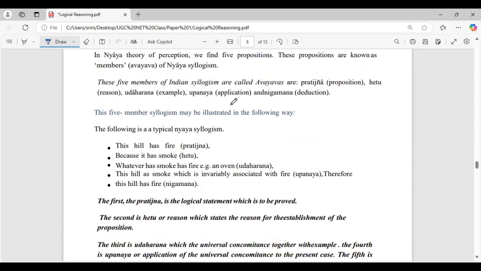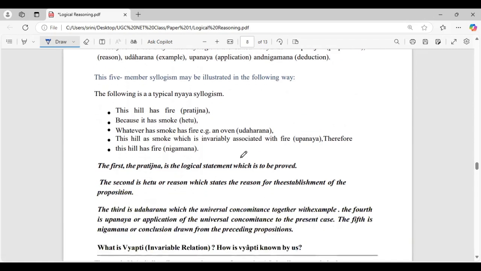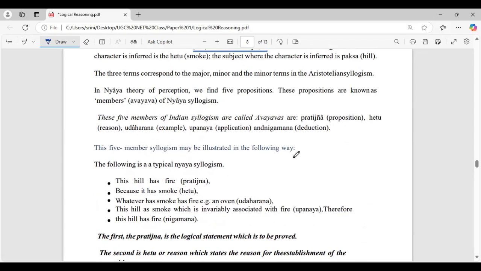The five-member syllogism can be illustrated in the following way. The hill has fire: Pratijna, that is, the proposition. Because it has smoke: reason, Hetu. Whatever has smoke has fire, for example, in the kitchen: Udaharana. The hill has smoke, which is invariably associated with fire: Upanaya, application. Therefore, the hill has fire: Nigamana, that is, deduction.